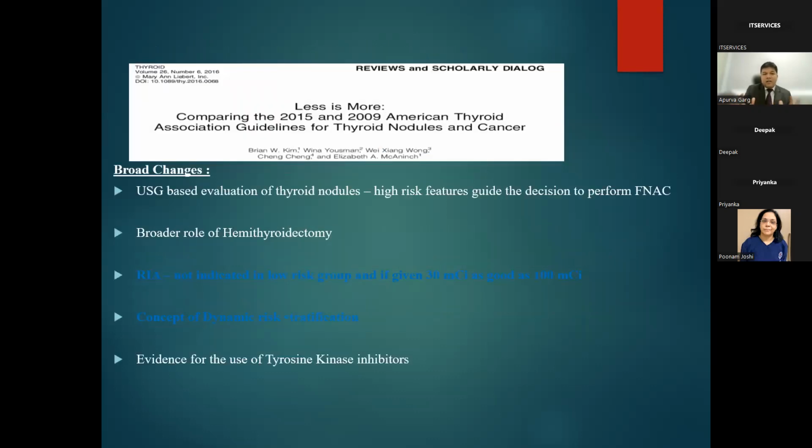And then again, comparing the 2015 and 2009 guidelines, it showed that in USG-based evaluation of thyroid nodules, high-risk features guide the decision to perform FNAC. It also highlighted a broader role for hemithyroidectomy and showed that RAI is not indicated in the low-risk group if given as 30 millicurie. The concept of dynamic risk stratification was introduced, and now we also have evidence for the use of TKIs.